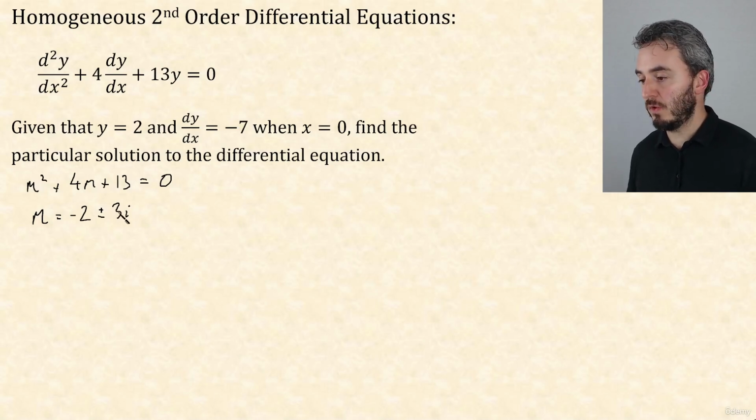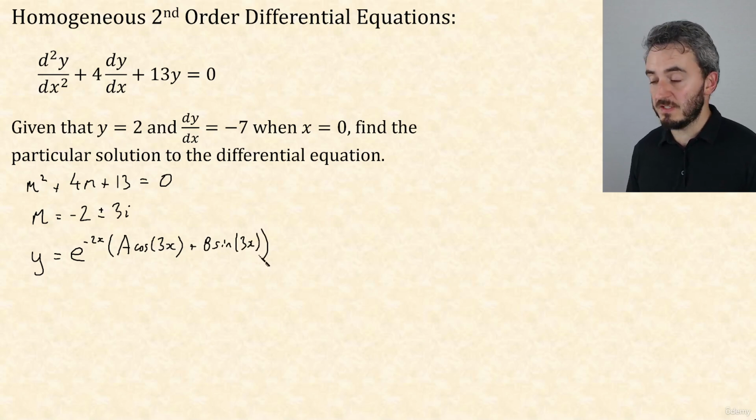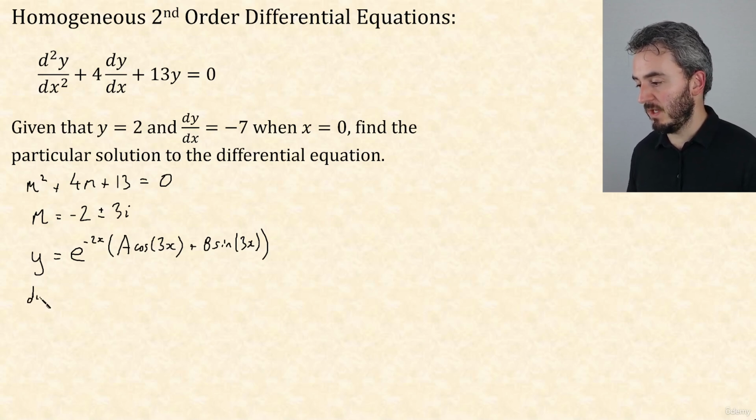Okay, recall that for complex solutions, our general solution is going to look like y equals e to the real bit times x, and then it's any amount of cos of 3, because that's the imaginary part, times x, plus any amount of sine of the imaginary part times x. So that's our general solution. We also have this, y equals 2 and dy by dx equals minus 7 when x is 0. So let's find dy by dx.